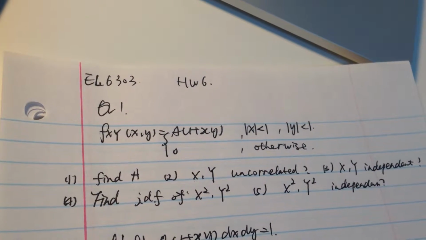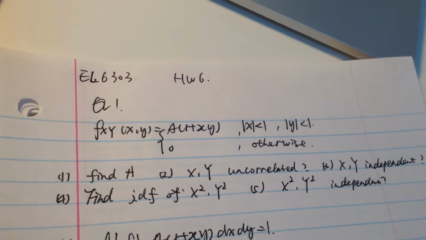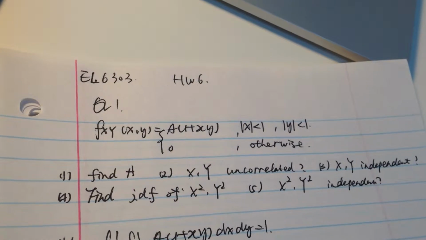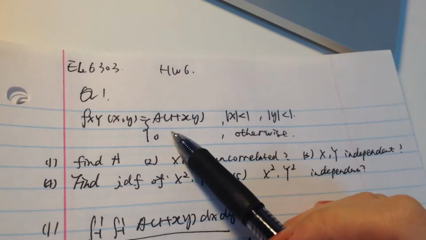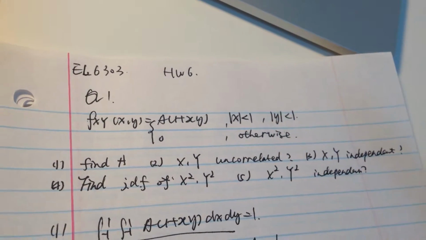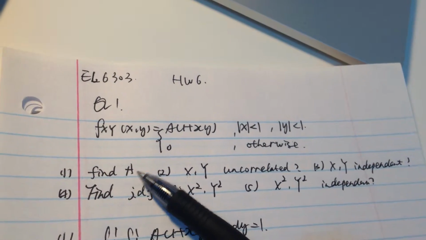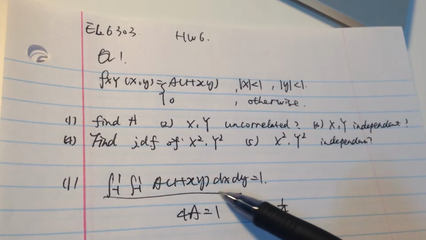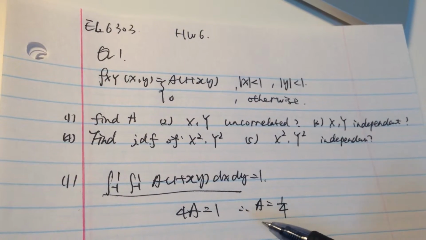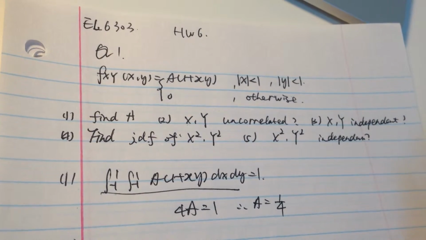I make this video for my class HW6-1, and here's the first question in my homework 6. We have already got the density function of xy here and the range of it, so we need to find out the a first. According to the density function, we could know that this equals 1, so obviously we could get a. The a equals 1 by 4.